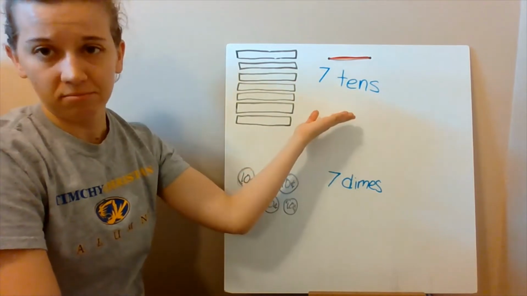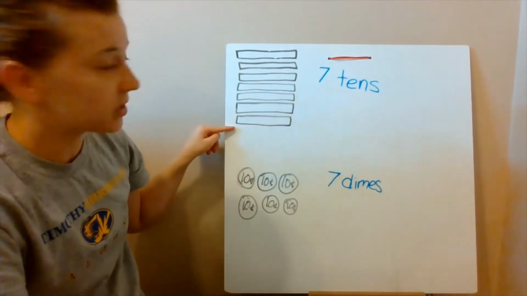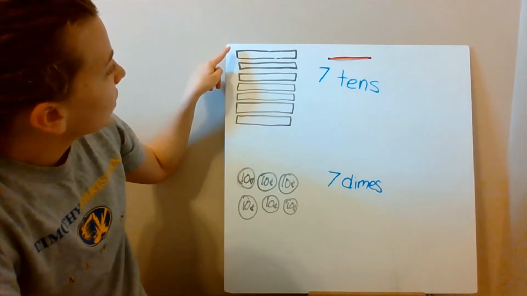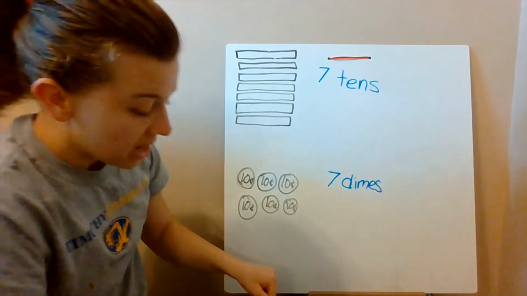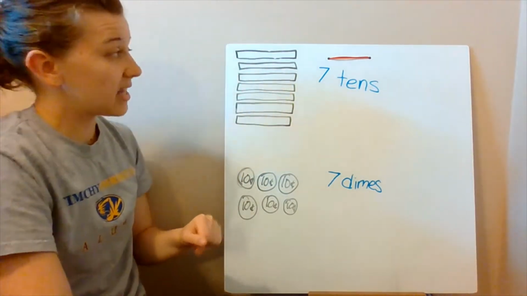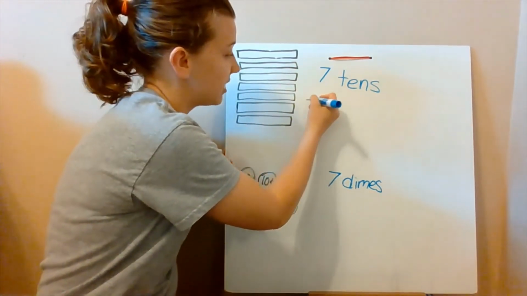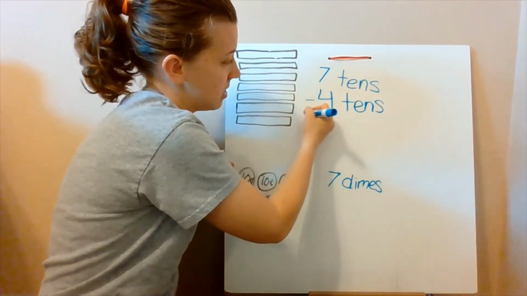7 tens, right? All right, so 7 tens. So we have 7 10 rods here to help us. So let's see. 7 tens, we've got that all together. Then how many did she buy? She bought 40. So that's 4 tens. Okay, so 7 tens minus 4 tens.